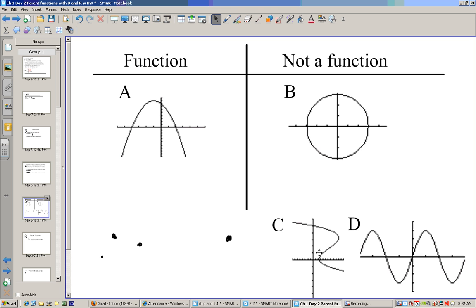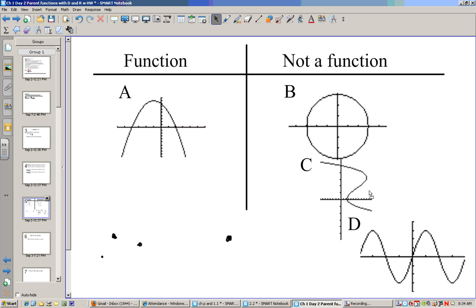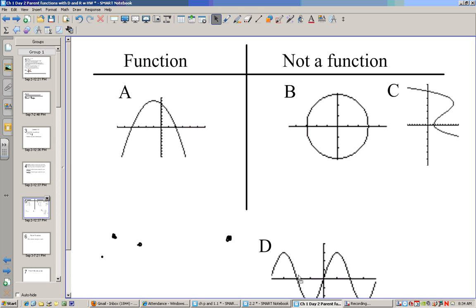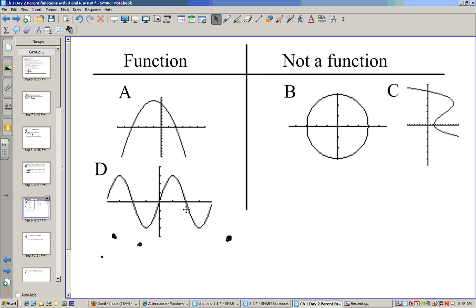Now, does C pass the vertical line test? Well, it does here, but it doesn't in this region. So we would also say that is not a function. Does D pass the vertical line test? Well, we can draw vertical lines, and everywhere we draw a vertical line, it just crosses through once. So I would call that a function.